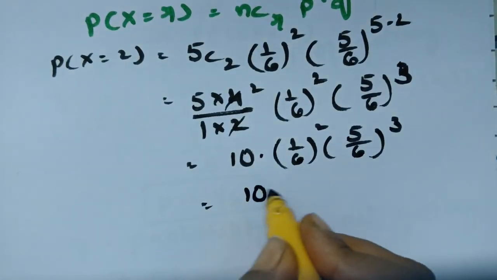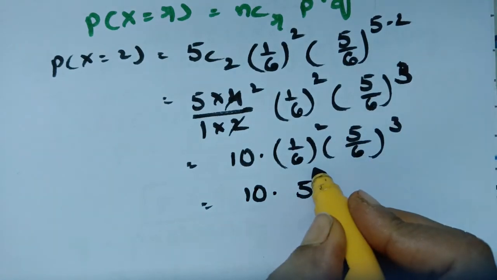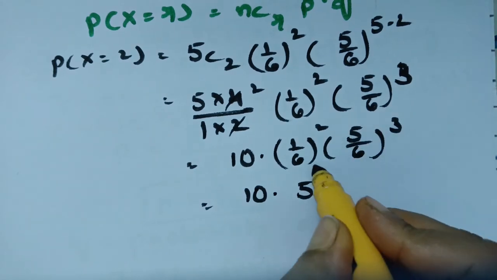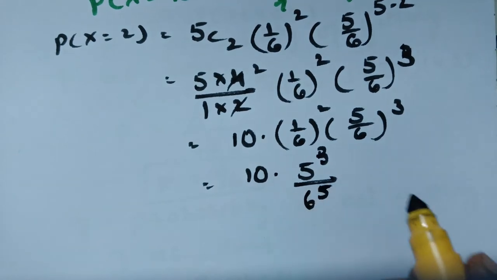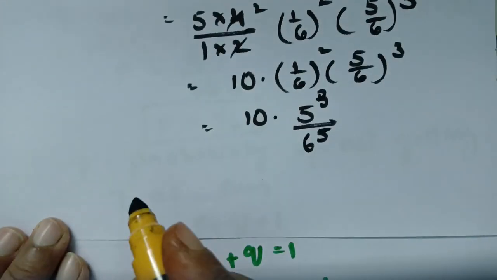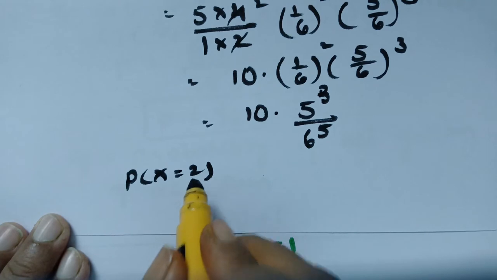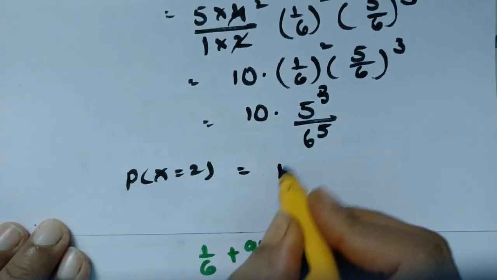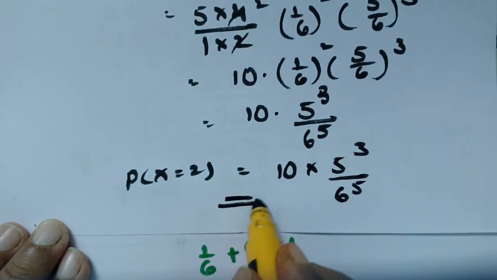So, this value is 10 times, this is 5 power 2 plus 3, so this is 5 cube, 6 power 2 plus 3, this is 6 power 5. And therefore, the probability of getting 7 as sum when 2 coins are thrown for 2 times is 10 into 5 cube into 6 power 5. So, this is the answer.